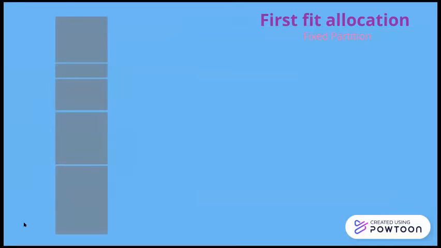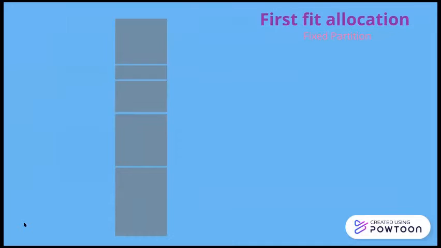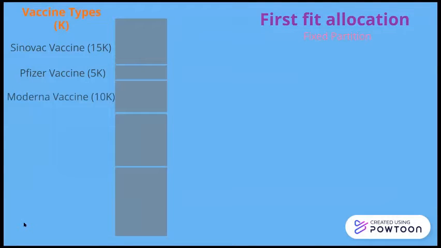We have 5 memory blocks in our memory. We assume that the memory blocks represent the vaccine types. The first one is Sinovac vaccine with the size of 15K. The second one is Pfizer vaccine with the size of 5K. The third one is Moderna vaccine with the size of 10K. The fourth one is AZ vaccine with the size of 20K. And the last one is CanSino vaccine with a size of 30K.